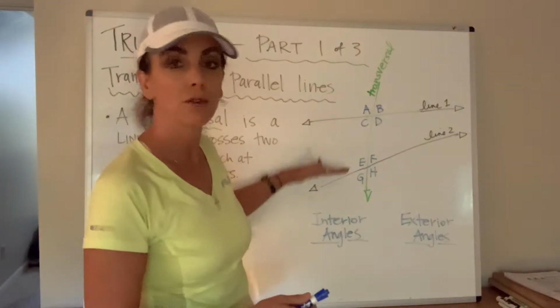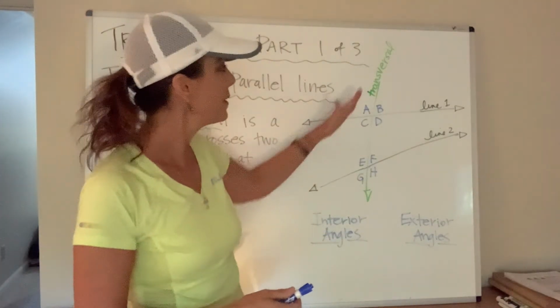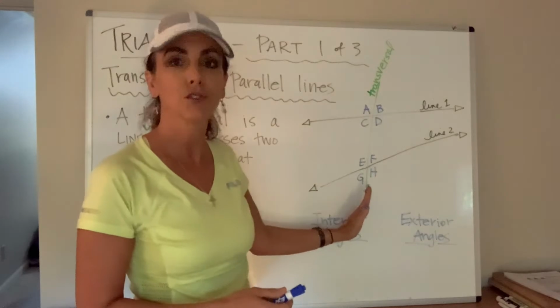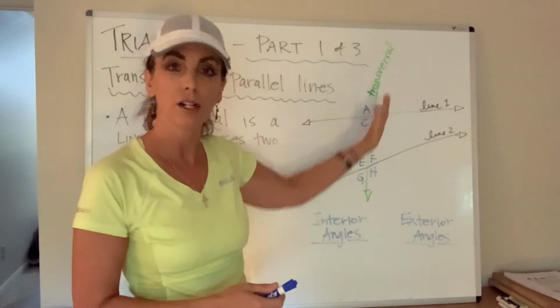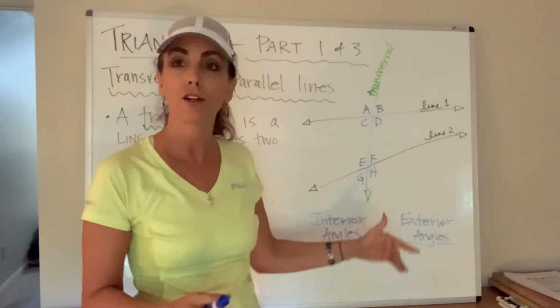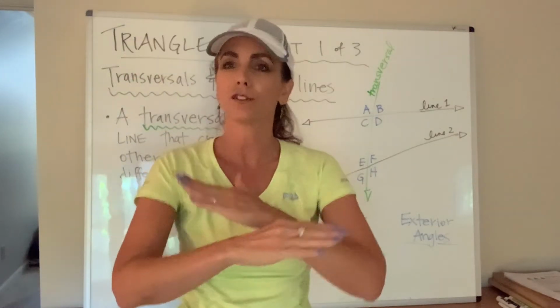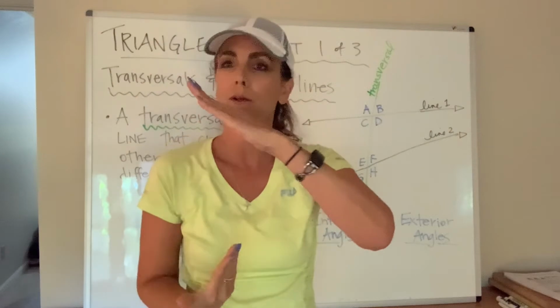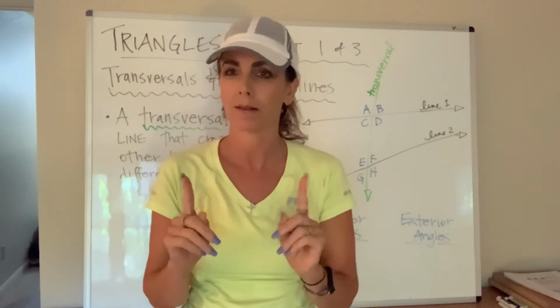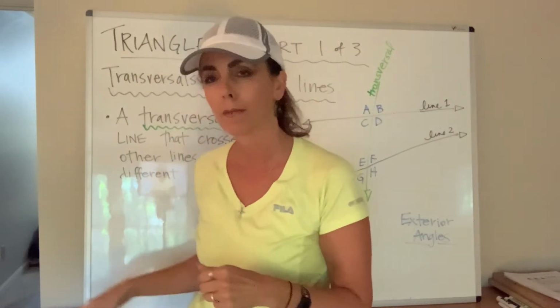Here are two lines, and this is the line that is considered the transversal. It crosses the two other lines, and it crosses them in two different points. In other words, a transversal cannot cross two lines directly where they intersect. That's not a transversal then, okay?